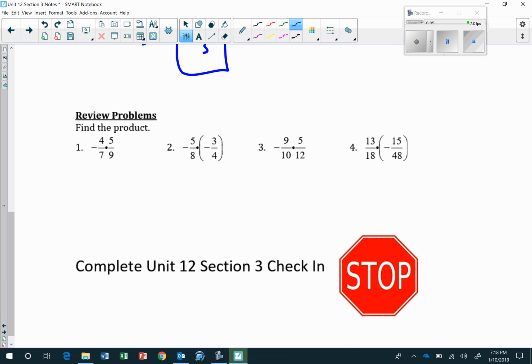All right, at the bottom, there's a couple review problems, just multiplying fractions. Make sure you complete those and show your notes to your teacher before you take the Unit 12, Section 3 check-in.